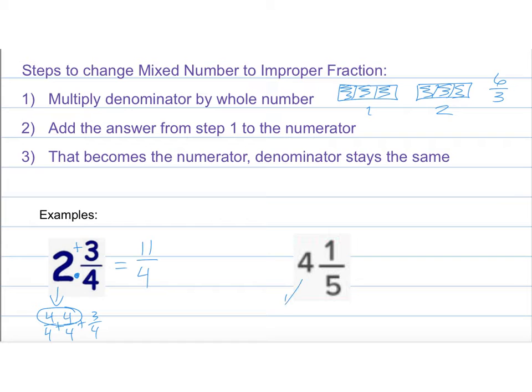4 and 1/5. Remember, this 4 represents 4 wholes, 4 of these. So instead of writing that out 4 times, I'm just going to multiply. Repeated addition is multiplication. 4 times 5 is 20, plus that additional 1/5 means that we have a total of 21/5 pieces.